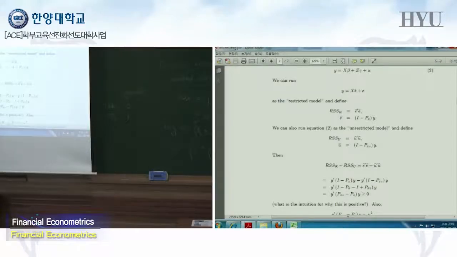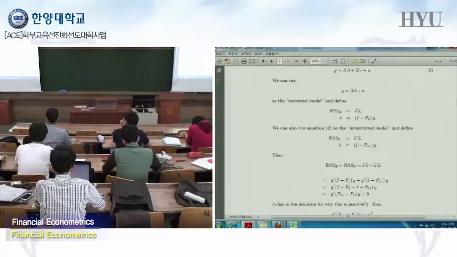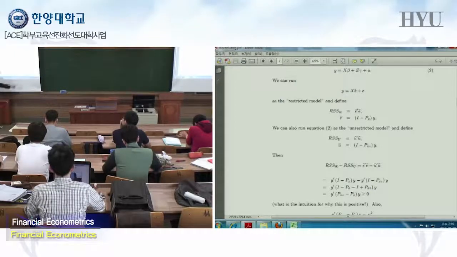So we put this together. It is basically Y prime (I minus PX minus I plus PXZ) Y, but we have two identity matrices, so they cancel each other. So basically, this is Y prime (PXZ minus PX) Y. Right? And then this one should be greater than or equal to 0 always.